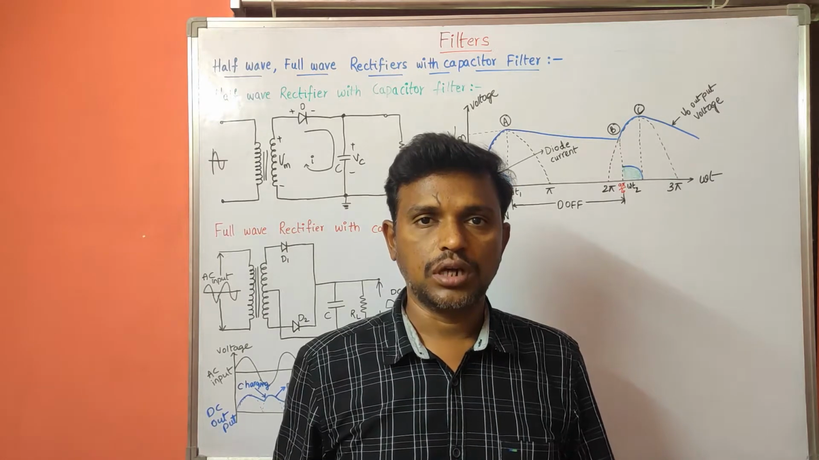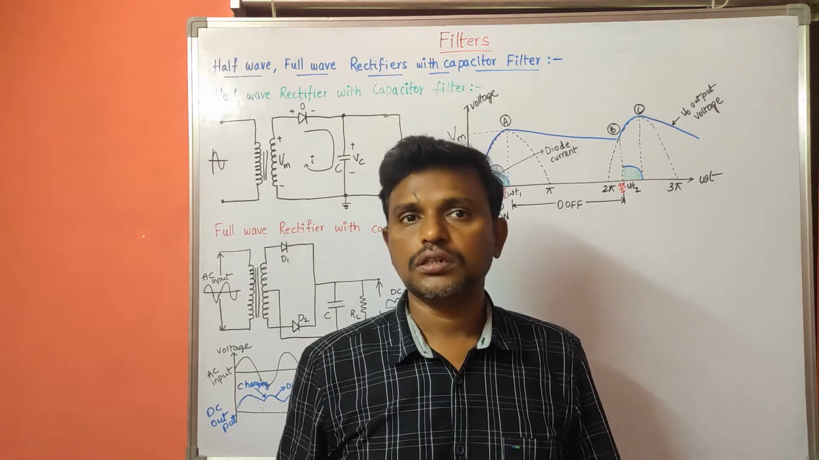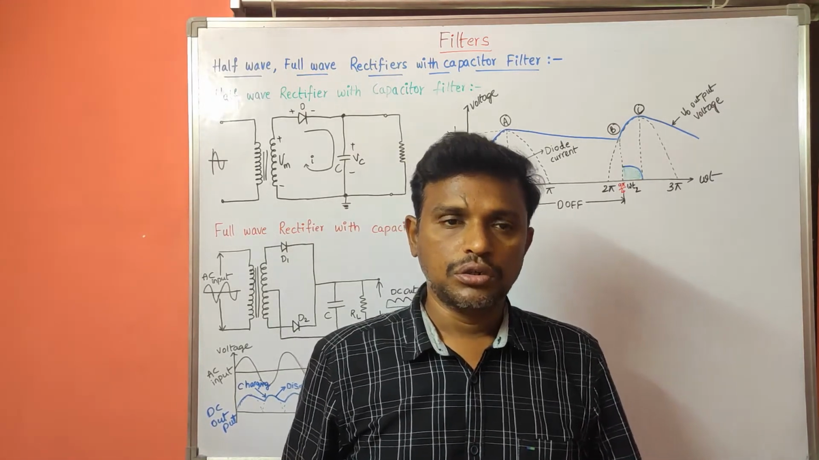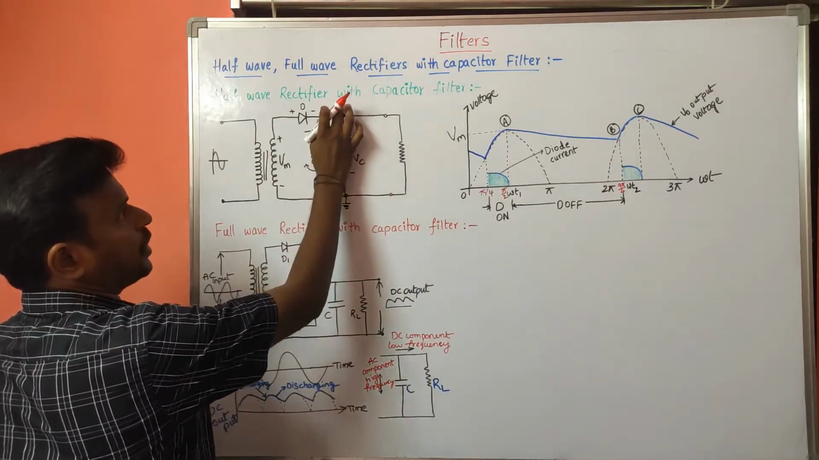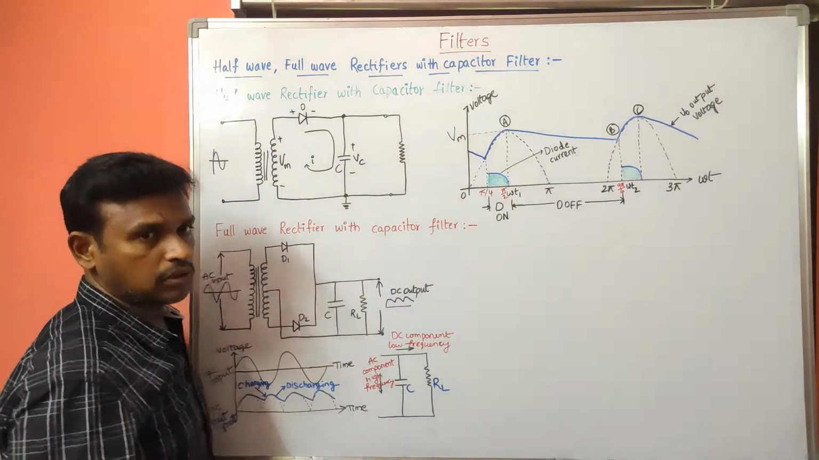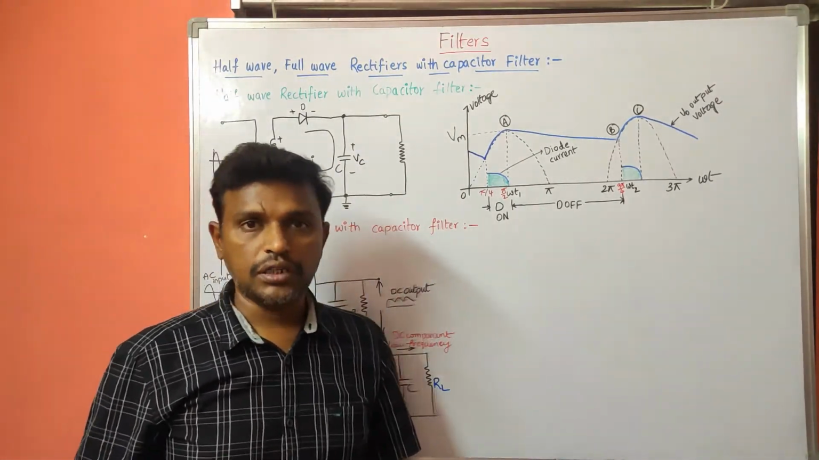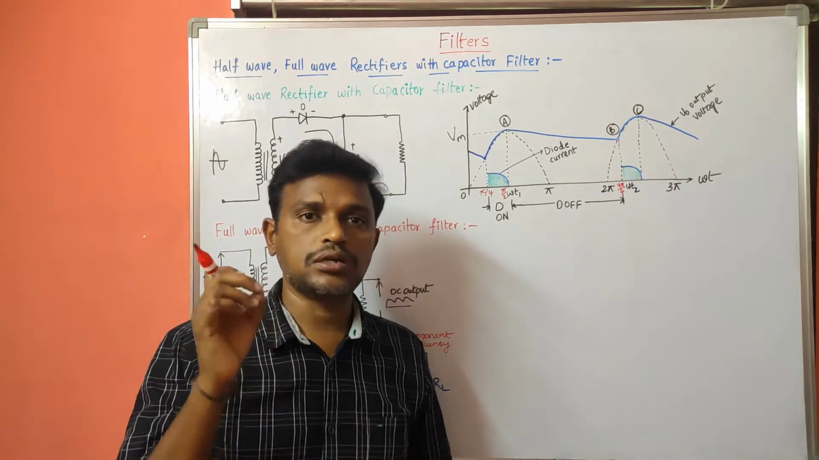Hello everyone. Now I am going to explain about the half-wave rectifier with capacitor filter. Okay. So here I will consider first the half-wave rectifier with capacitor filter. Or we can also call this one a half-wave rectifier with shunt capacitor filter. Okay. What does shunt mean here?